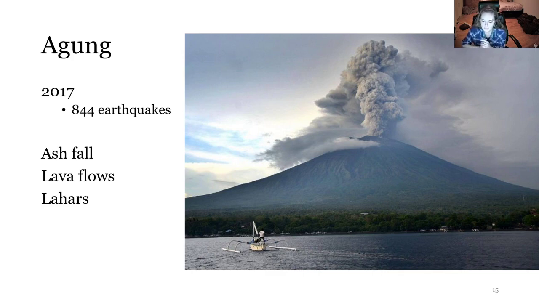So this eruption was categorized with ashfall, lava flows, and lahars. But people were evacuated out of the area. And the volcano has continued to erupt for the past couple of years, so it's more of a 2017 to 2019 eruption. But that's just been an on-off situation that's been happening with that particular volcano.